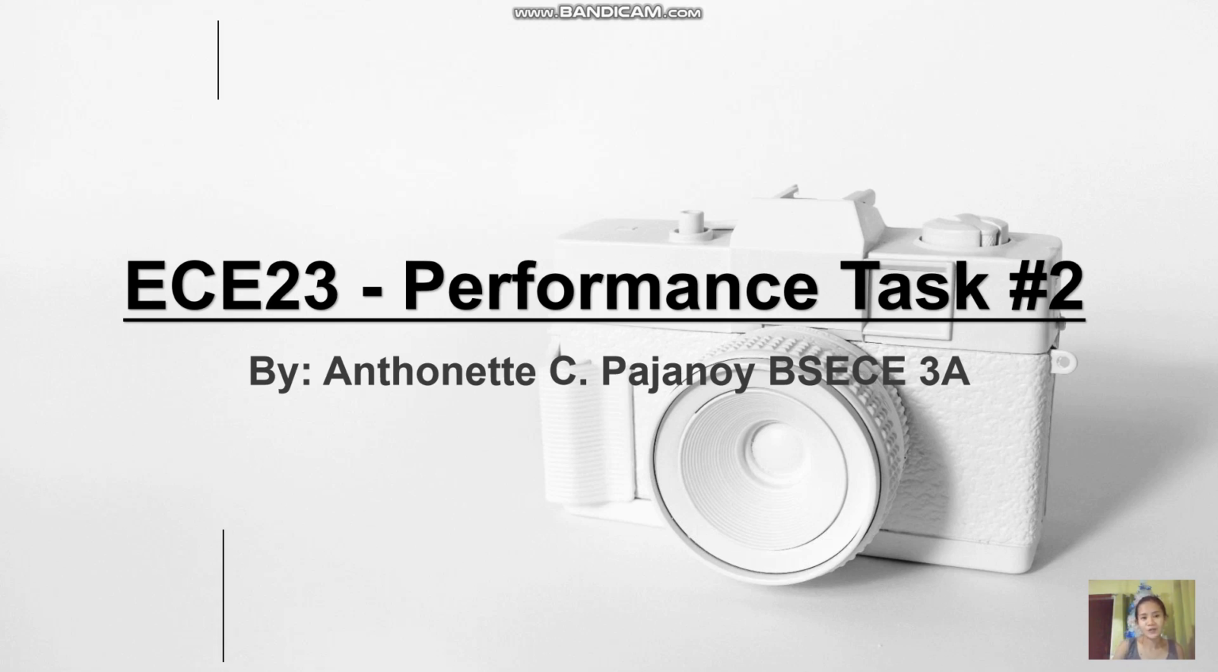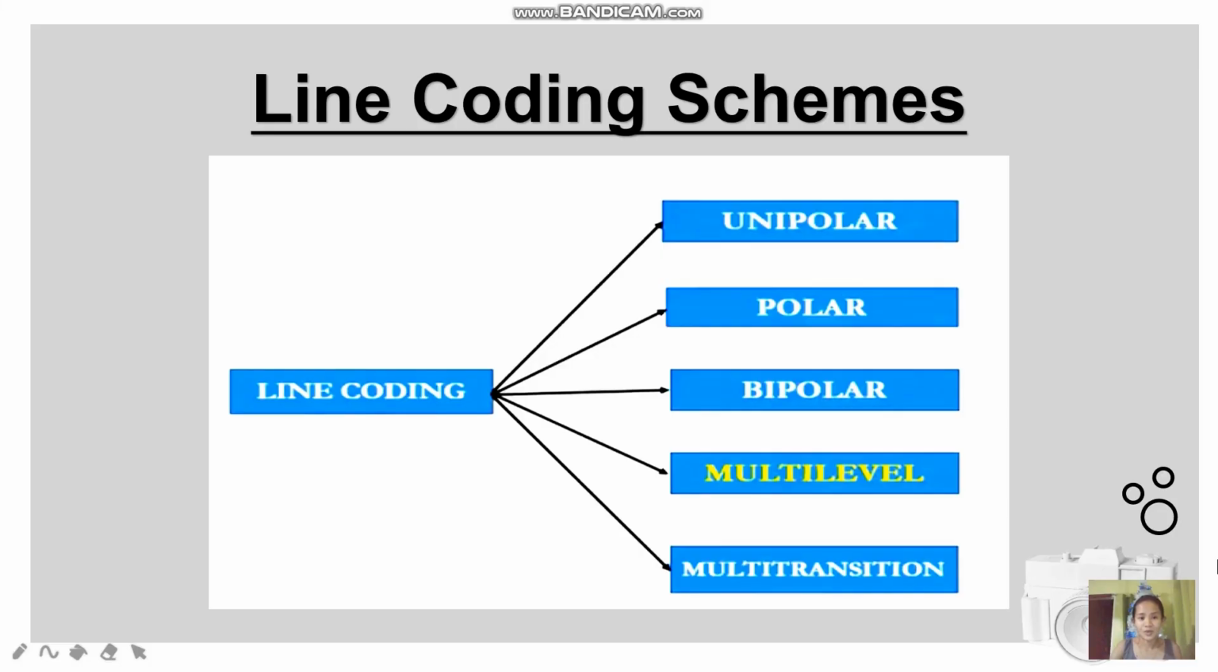Now we'll go ahead, which starts with line coding schemes. As I'm showing here, I've highlighted what I'm going to talk about. Line coding has unipolar, polar, bipolar, and multi-level, multi-transition as well. I'm showing the multi-level here, which is my focus, and under multi-level, the 2B1Q can be found.